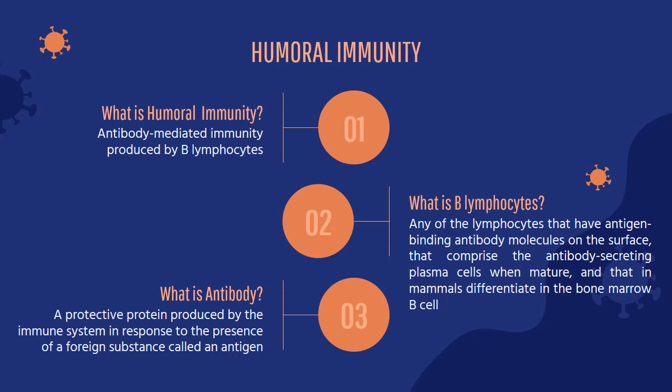And what are B lymphocytes? A B lymphocyte is any of the lymphocytes that have antigen-binding antibody molecules on the surface, that comprise the antibody-secreting plasma cells when mature, and that in mammals differentiate in the bone marrow. And what is an antibody? An antibody is a protective protein produced by the immune system in response to the presence of a foreign substance called an antigen.